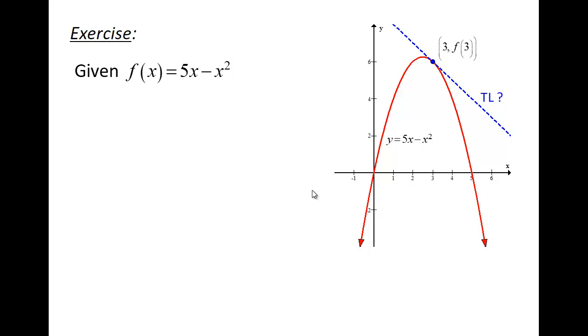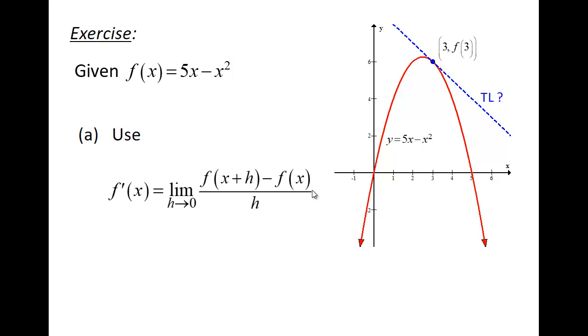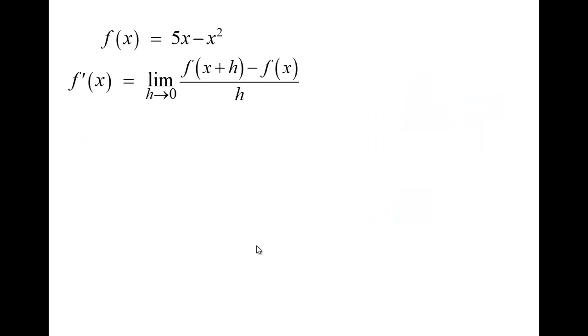Okay, so let's do an example. Let's say f of x is 5x minus x squared, and let's find the derivative of f first. So we know that the derivative of f at x is equal to the limit as h goes to 0 of f of x plus h minus f of x over h. And we're going to show that this limit is equal to 5 minus 2x. So let's check that.